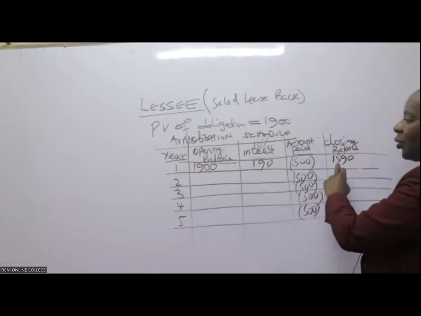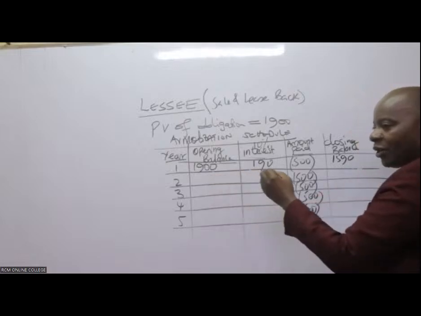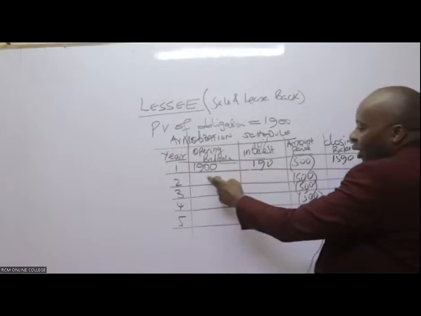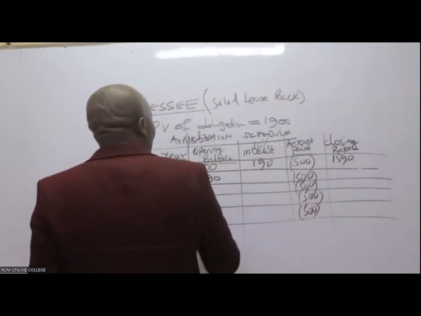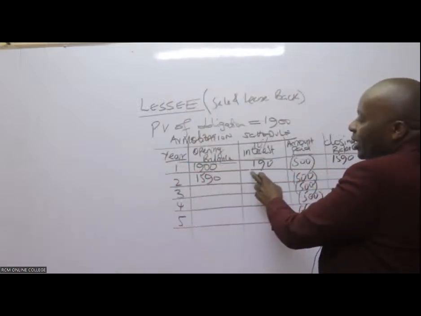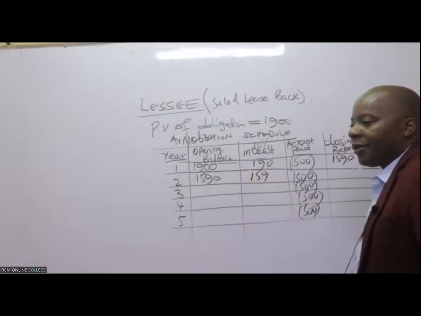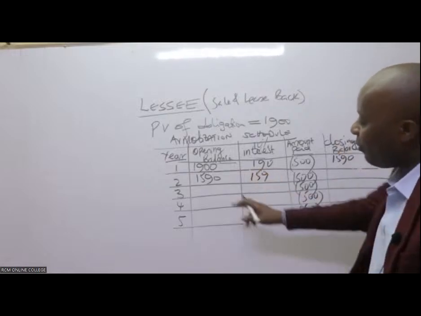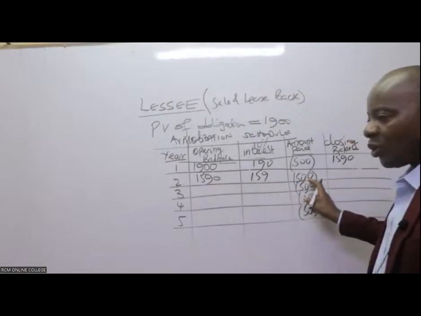So this 1590 is what we carry forward here, isn't it? I hope you're together. The 1590 is what we carry forward here. So we have 1590 here. Could you kindly give me the interest on this 1590? The interest here will be 159. So we have here 1590 plus 159 minus what we pay in year 2.